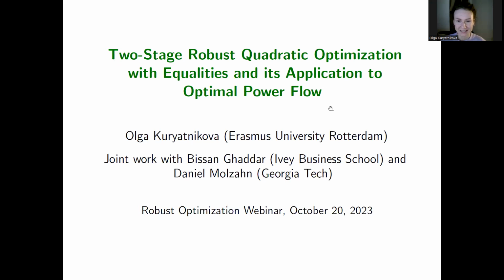And indeed, I'll talk about two-stage robust optimization, and I will show its application to optimal power flow, because this structure is very typical for optimal power flow. And this is my postdoc project. We did it a couple of years ago with Bisan Gadar, who was my postdoc supervisor, and Daniel Molzan.